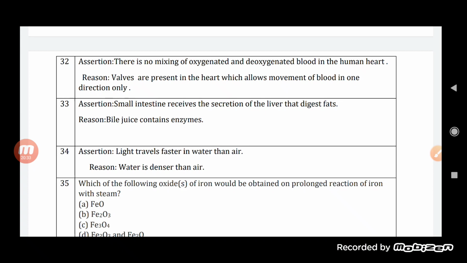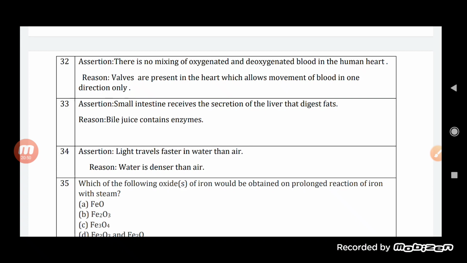So yes, both the statements are correct, but the reason is not the correct explanation. So we will say that option B will be the correct option, where no mixing of the oxygenated and deoxygenated blood will occur, but yes, the reason is not the correct explanation.